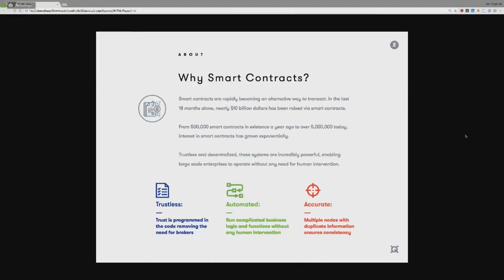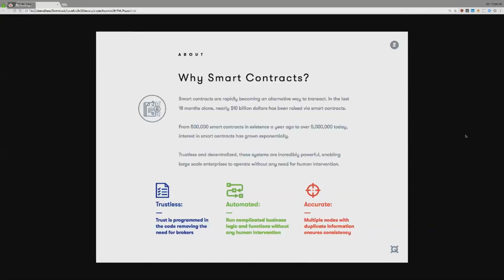That is incredibly powerful when you think of mediums of exchange. Say I wanted to give you something, or you wanted to give me something. If we could do so without having to go through a bunch of complicated steps, that's huge. We've got about $10 billion that's been raised or exchanged recently via smart contracts, from about 500,000 smart contracts in existence a year ago to over 5 million today. The interest levels have just grown repeatedly.